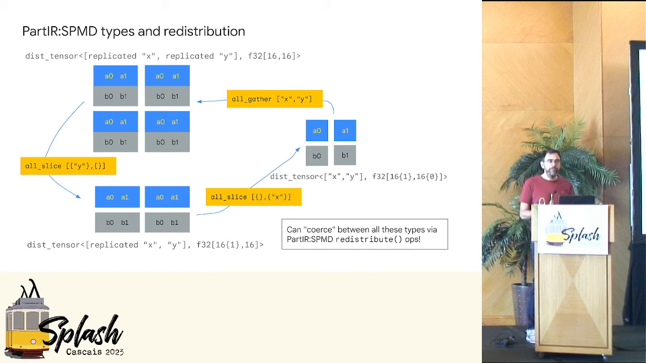So PartIR redistribute commands never change the global denotation, but they change the actual physical distribution of the data. So you have a distributed tensor here where all the data is replicated on all devices. You can issue an all-slice on the y-axis. Then the top devices get only the top data and the bottom devices get only the bottom data. And then you can all-slice on the x-axis, and then the left devices get the left data and the right devices get the right data. And then you can also all-gather all of them back and you get back to the original type. So you can go through collectives and implement this kind of redistribution.